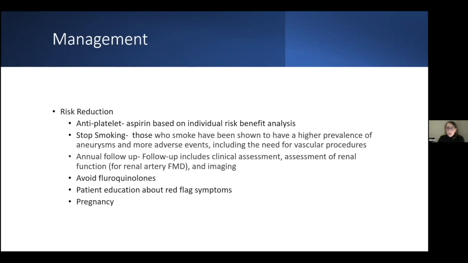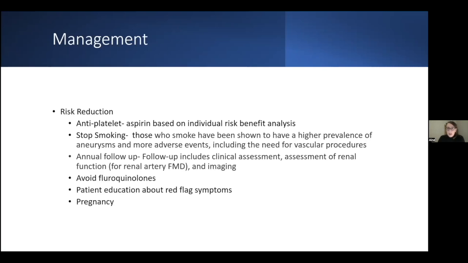We know from large registry data that those who smoke have a higher incidence of vascular aneurysms and more adverse events from vascular events, and a higher rate of needing vascular procedures, like what I mentioned earlier in terms of angioplasty and surgery. So we recommend to anyone to stop smoking.